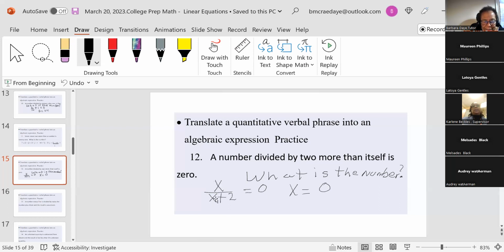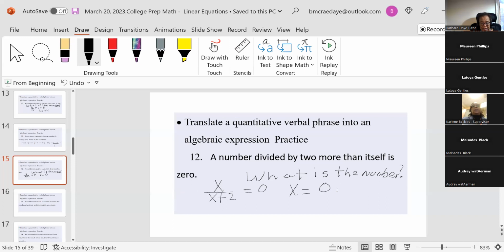X over X plus 2. 2 more than X, right? That's adding. So 2 more than the X. So it would be X over X plus 2. And if you solve this for X, it can only be 0, because you can multiply the X plus 2 by both sides. That gives you 0 on the right and X on the left.